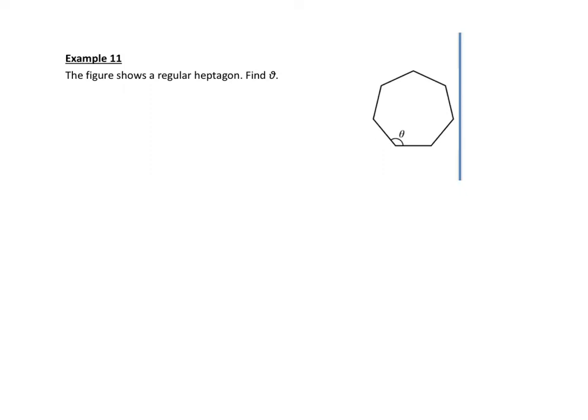Now we go to example 11. In this question, it shows a regular heptagon and we need to find the value of theta. The important point of this question is whether you know the meaning of regular. What does it mean? Actually, it means the length of each side of the polygon is equal, so that in this heptagon, all the sides are of equal length.